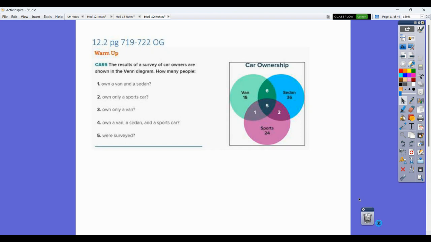Okay, we're going to talk about 12.2 today. I am going to start with some warm-up questions here because we're going to do a little bit with Venn diagrams. So going over those. The results of a survey of car owners are shown in the Venn diagram. How many people own a van and a sedan?